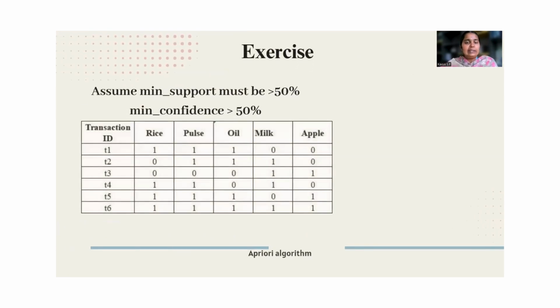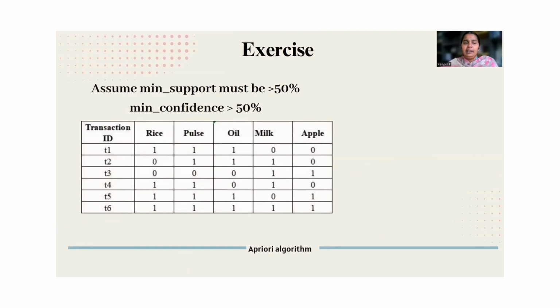Now we'll move on to a simple exercise. Please make a note, and you have to identify the apriori algorithm steps and their final resultant frequent item set. Yeah, please make a note. And here I have made an assumption that the minimum support value must be greater than 50%, and the minimum confidence must, again, be greater than 50%.